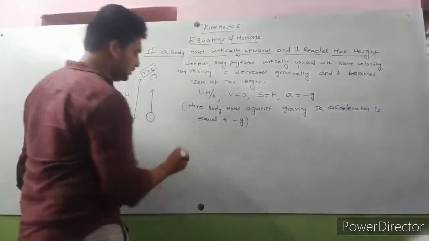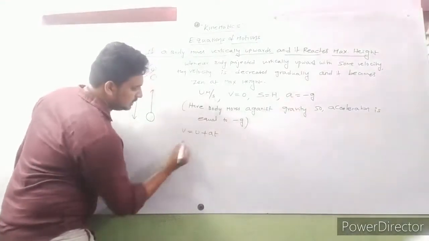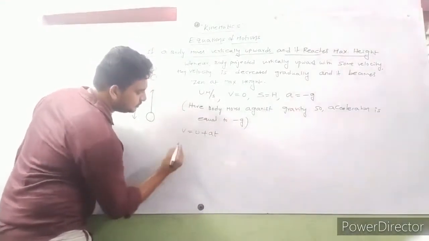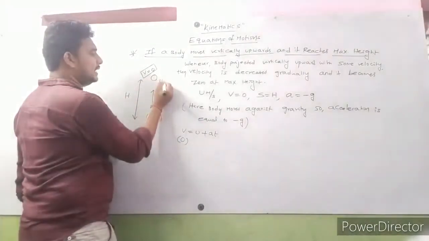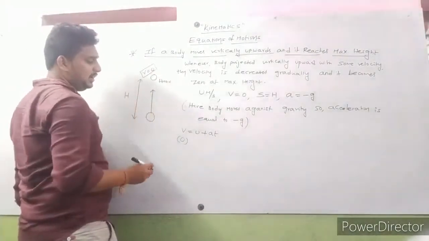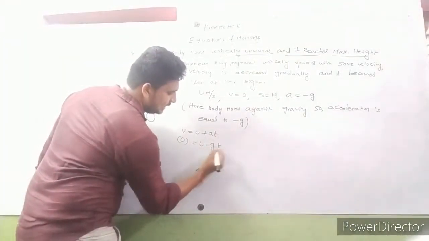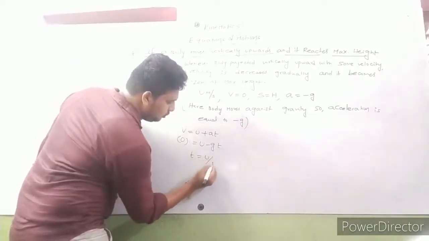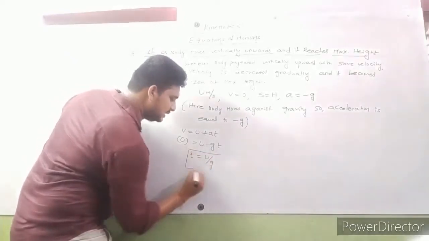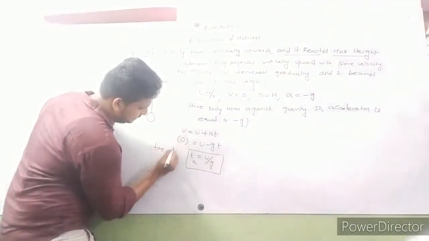So from the first equation, v = u + at. Final velocity is 0 at maximum height. The u value is u only, the a value is minus g, and t. Then t = u/g. This t is nothing but Ta, the time of ascent.